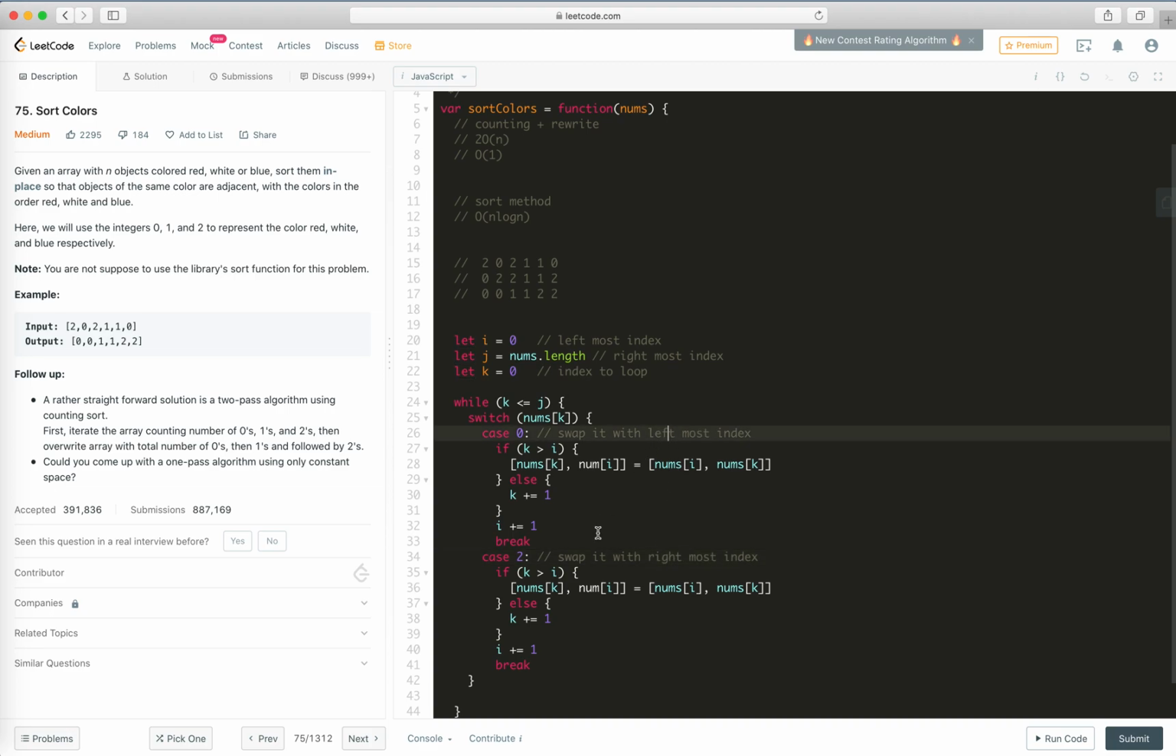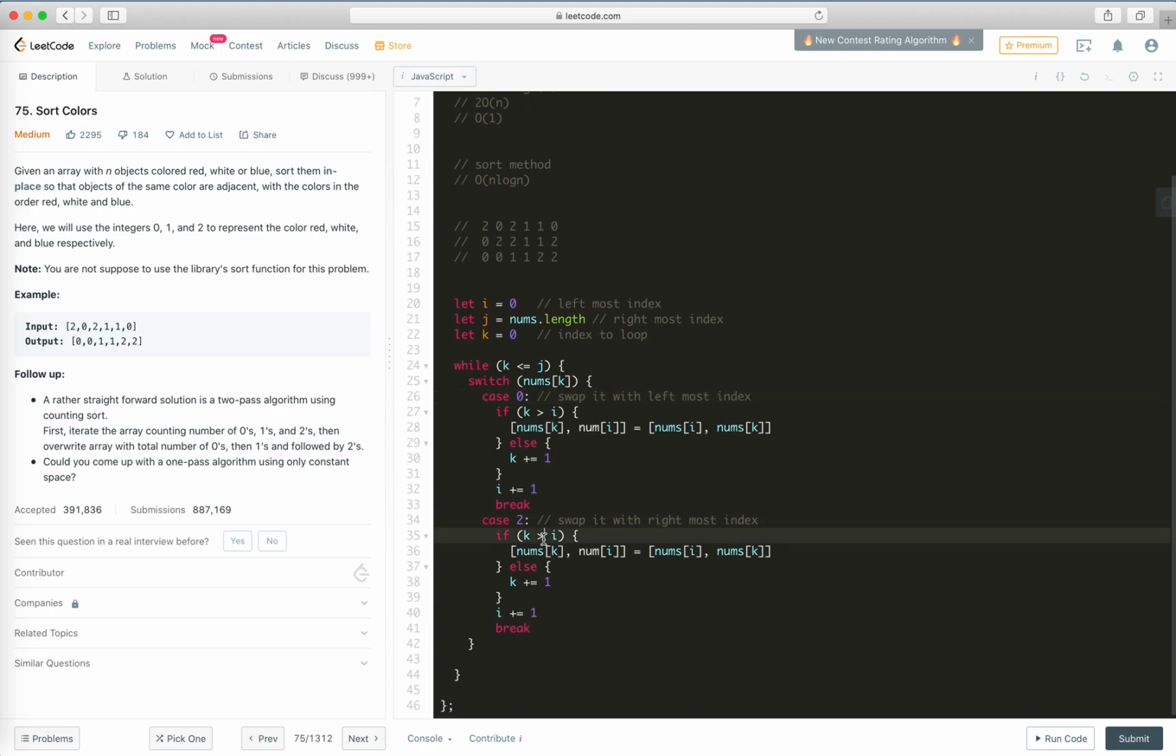For case 2, we do the same with the rightmost. If k is smaller than j, we will swap them. Wait a minute. No, it must be like that. So for k smaller than j, if it's 2, we need to swap, but we don't move k. Oh yeah, it's the same.